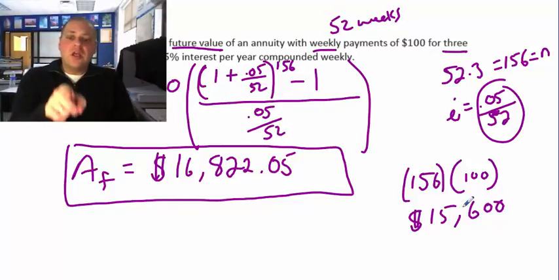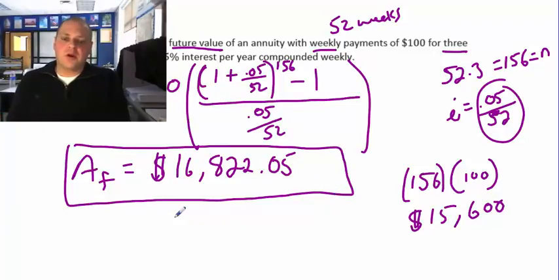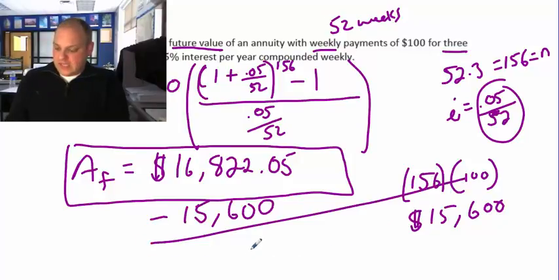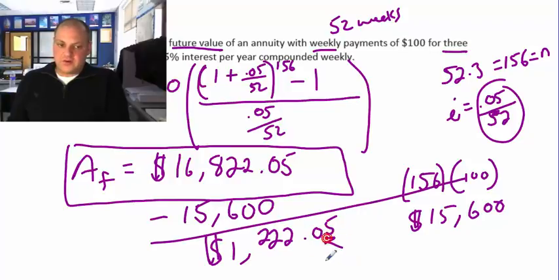That's $15,600. The actual amount we have is $16,822. So we earned the difference between those. That extra $1,800 or whatever, that's how much we earned. So let's subtract the amount we actually put in, and we get $1,222.05. That was the interest earned.